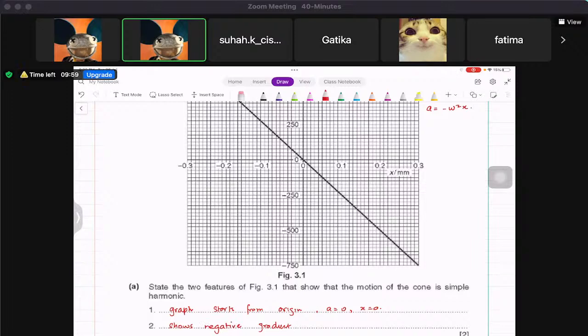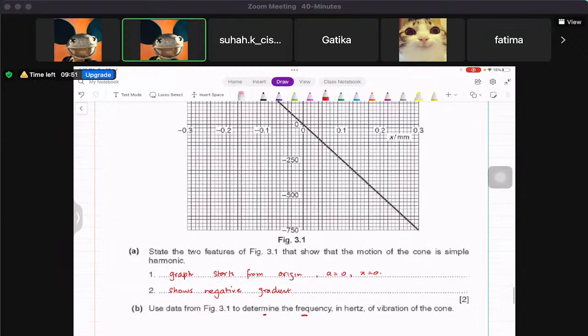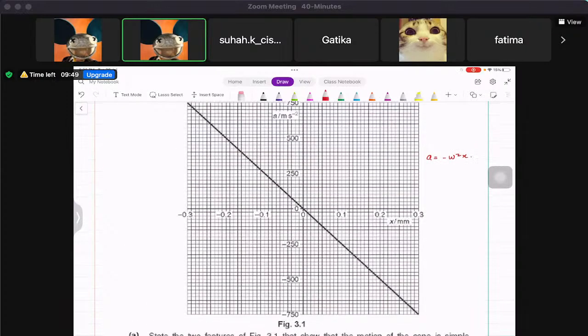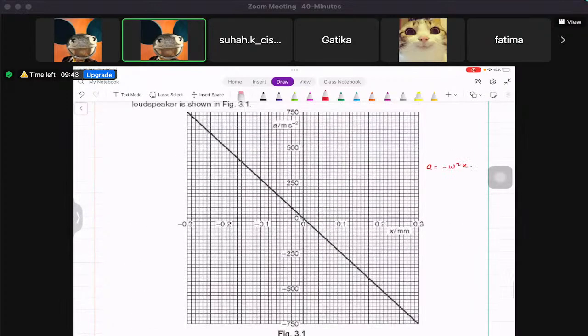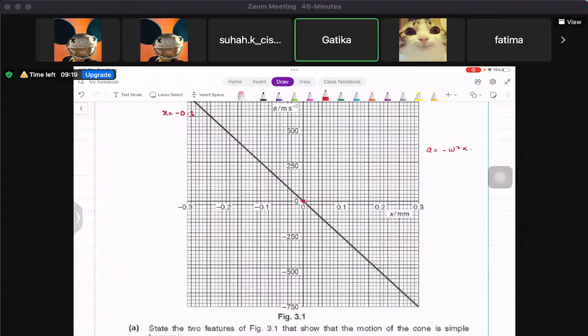Okay, now let's go to this. It says use the figure to determine the frequency in hertz of vibration of the cone. We already know that the only way I can find the frequency is from omega, which is 2 pi f, and to find this I need to take the gradient. So I can take 0 as the first point, and the other point as this one, which is 750 and minus 0.3. So acceleration is 750 at this point and x is minus 0.3.